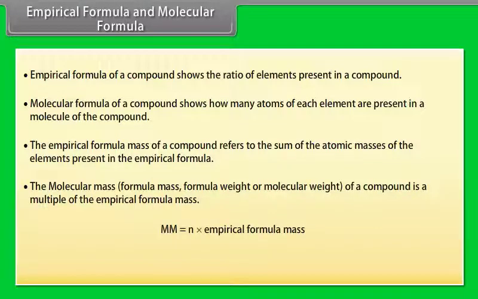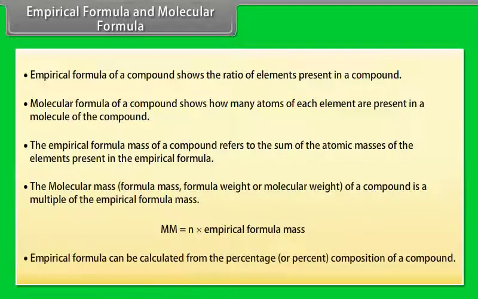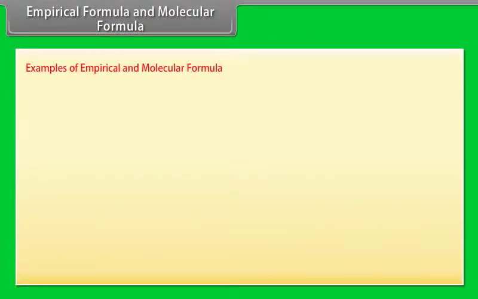Mm is equal to n into empirical formula mass. Empirical formula can be calculated from the percentage or percent composition of a compound. Examples of empirical and molecular formula.